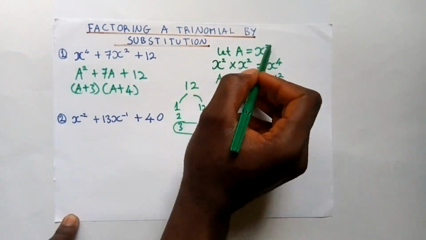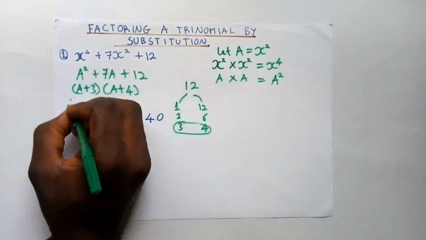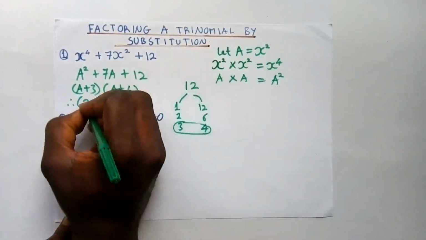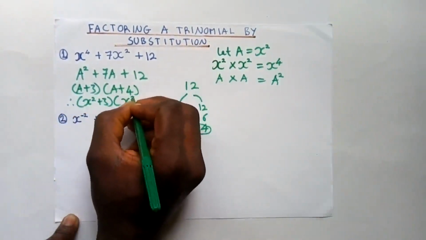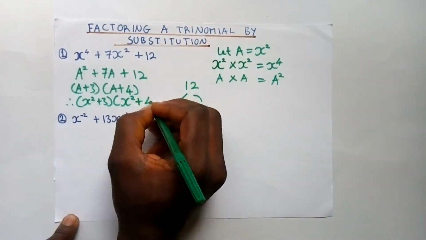Recall that a is equal to s squared. Therefore, the answer becomes s squared plus 3 and s squared plus 4.